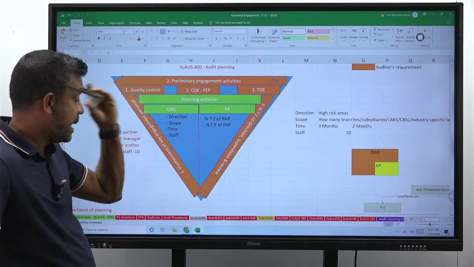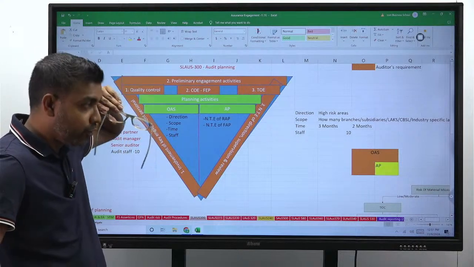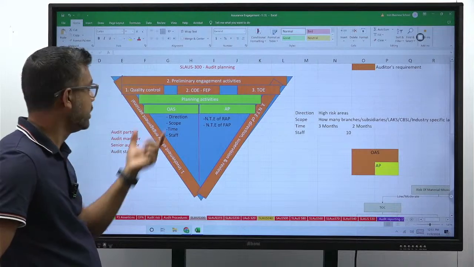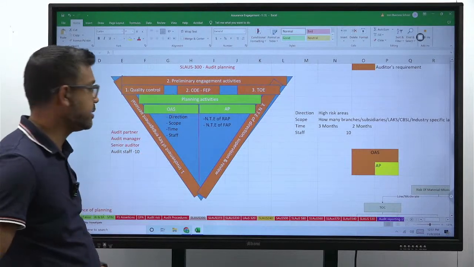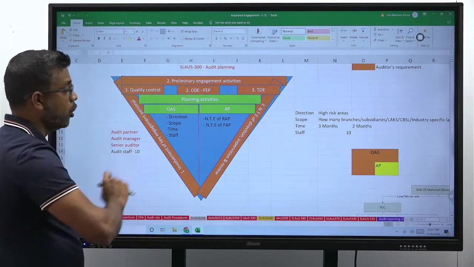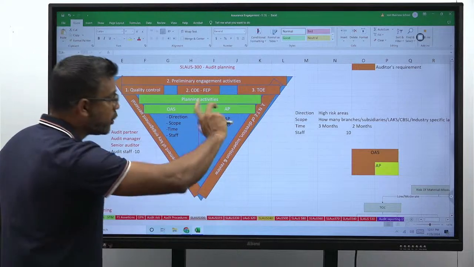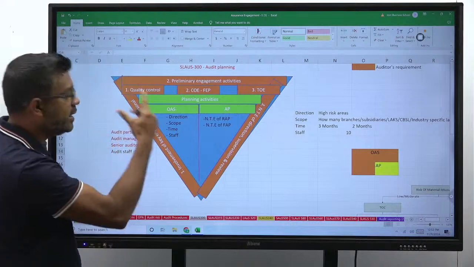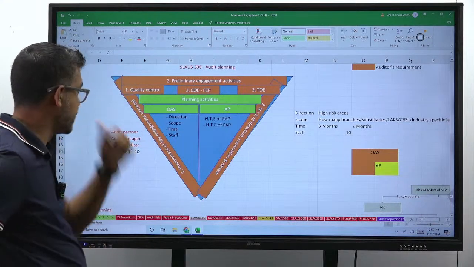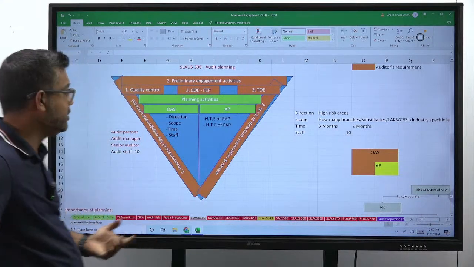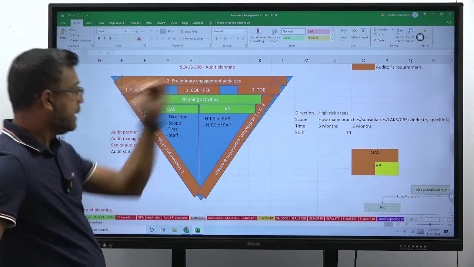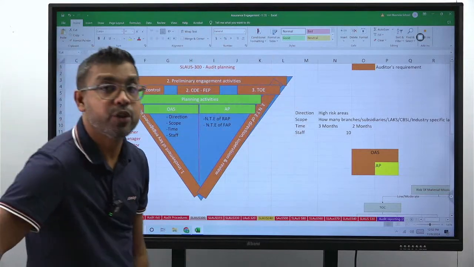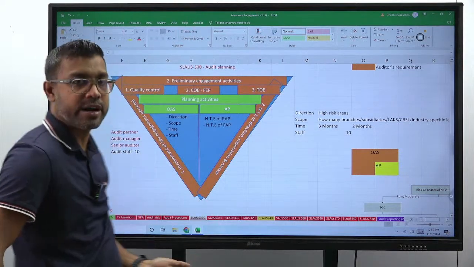But inside of this triangle, which is called the heart of audit planning, it explains two things. We call them planning activities. There you can see OAS, overall audit strategy, and audit plan. So this is the heart of this standard. I'll quickly explain this before I jump into SLS 315. Overall audit strategy means setting the direction, scope, time and staff requirement of the audit. This is the high level strategy.